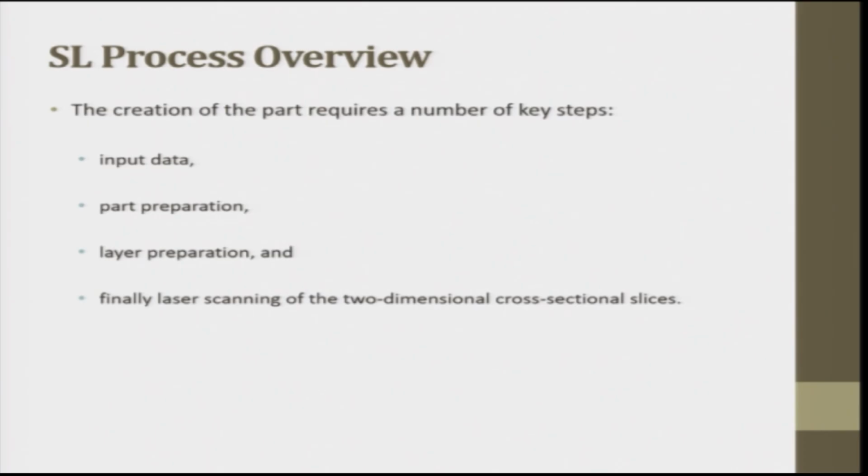So the creation of the part requires a number of key steps. One is input data. Basically the input data comes from a 3D solid CAD model. Then what we do is we try to make the part preparation. Then we do the layer preparation. And finally, the laser scanning of the two-dimensional cross-section in each slice is carried out.